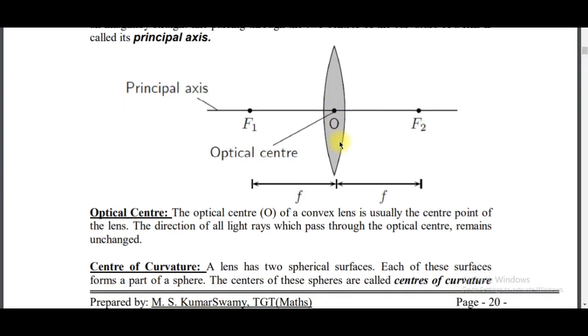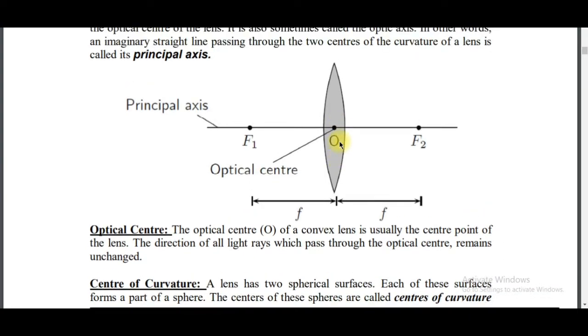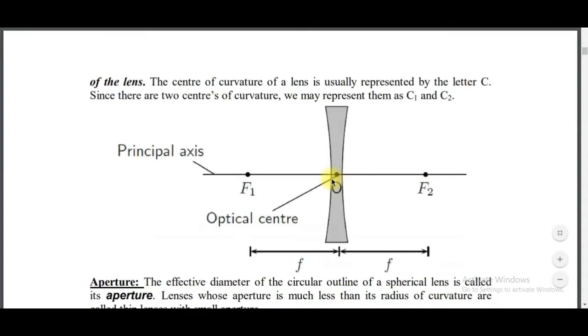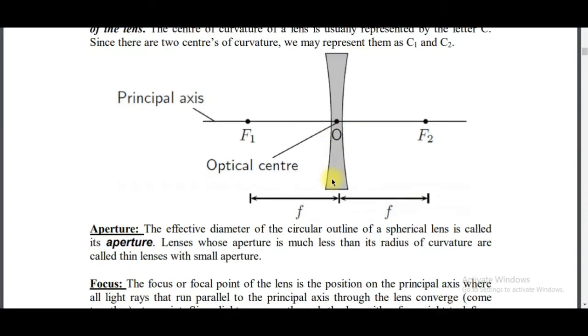We know what is center of curvature. A lens which has two spherical surfaces forms a part of a sphere. So if we take one surface of this and extrapolate it, we'll find a circle here. The center of that circle is the center of curvature. Next we have aperture. Aperture is the effective diameter of the circular outline. So when we measure it from this point to this point, that is the aperture.